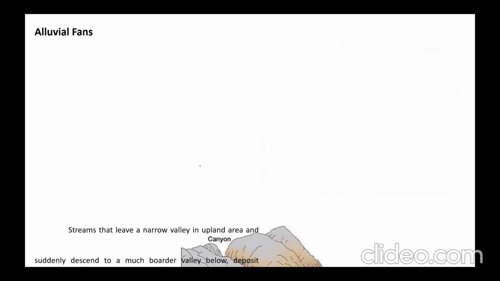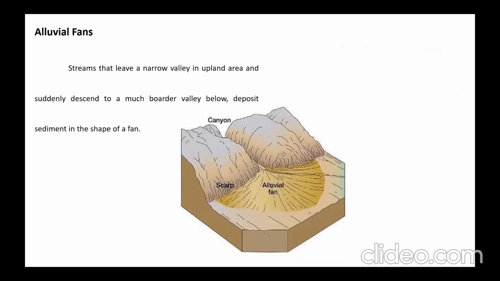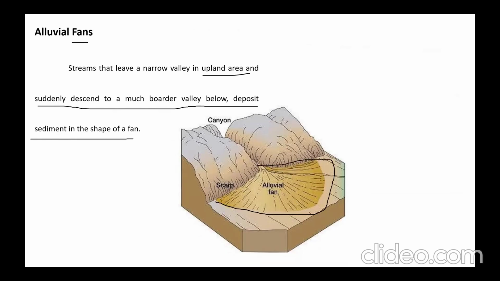Let us see what an alluvial fan is. It is called a fan because you can see it has a fan shape. Streams that leave a narrow valley in the upland area, just like this area, suddenly descend to a much broader valley below and deposit sediments in the shape of a fan. You see, it is in the shape of a fan.